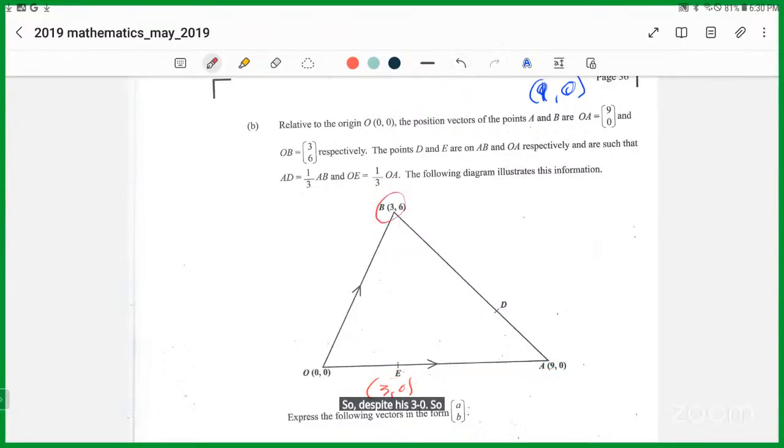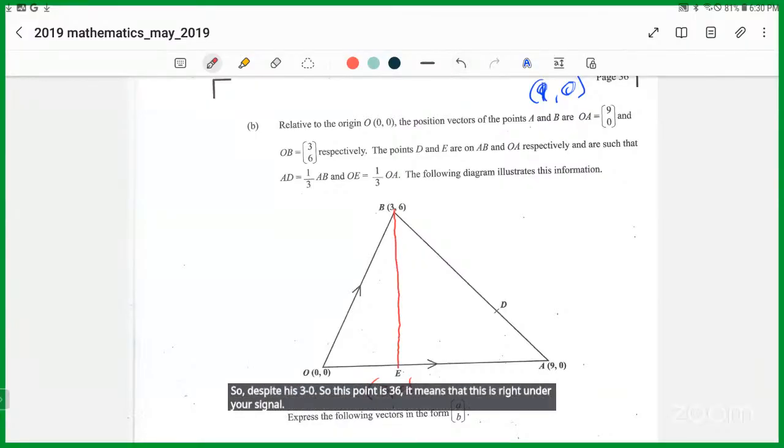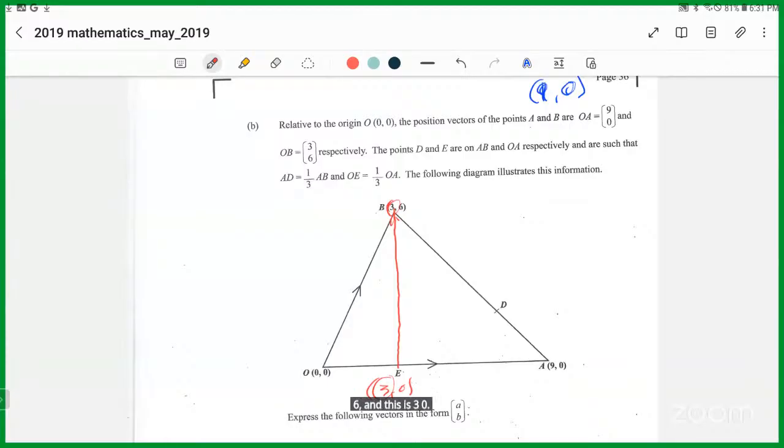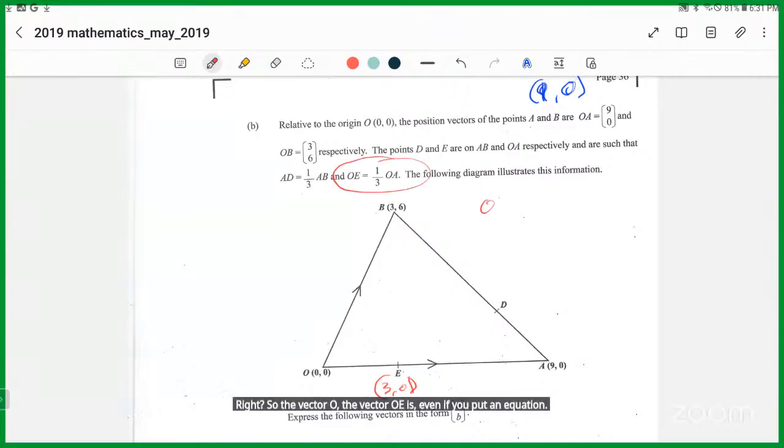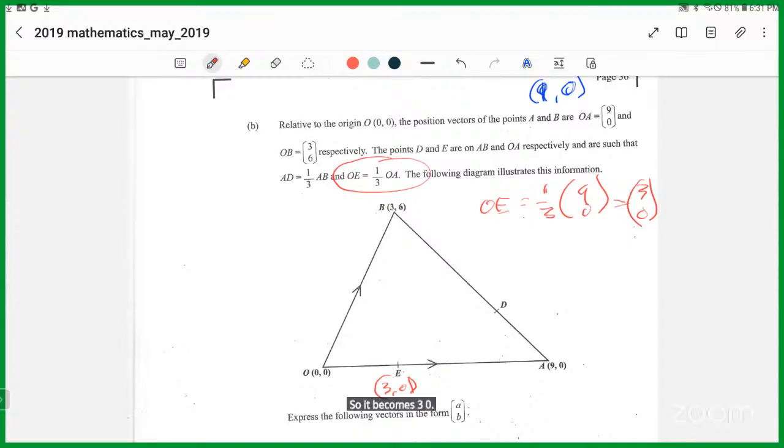So if this point is (3, 6), it means that this is right under here, so this is (3, 6) and this is (3, 0). And up here it's 6 units up that way. So the thing is quite simple and straightforward, guys. It's not complicated. So right here it's (3, 0). So the vector OE, if you put it in an equation, OE is 1/3 of OA, where OA is (9, 0). So it becomes (3, 0). As I said, that's what OE is. It's really simple and straightforward.